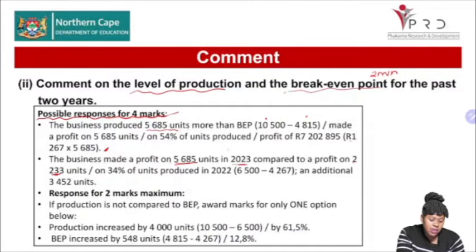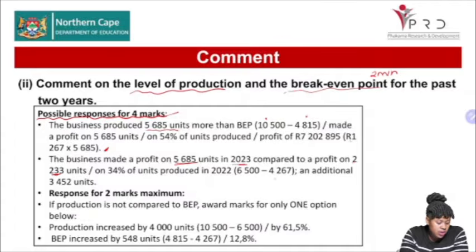So it means I'm going to say my number of units sold and produced in 2023 subtracted with my break-even point 2023. Then I go and calculate the number of units sold and produced in 2022, and I subtract the break-even point in 2022. Then I compare the profits between the 2 years. And then, or you could have said 34% of the units produced in 2022, you got a profit, okay?